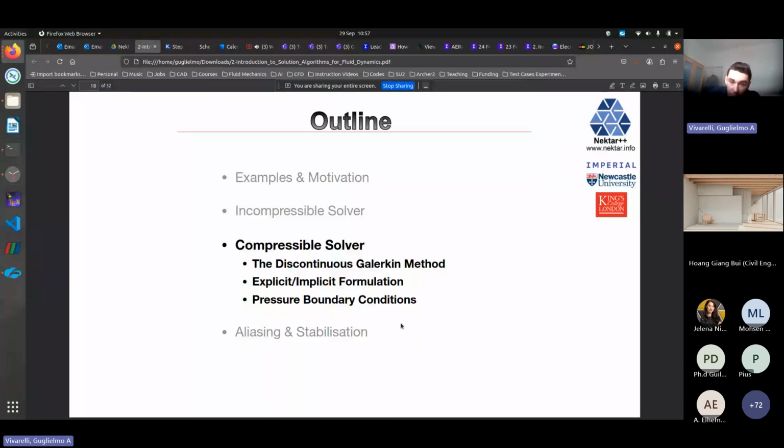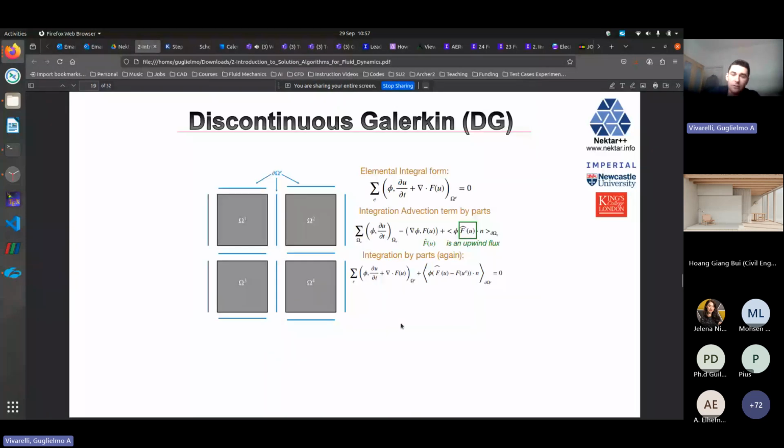For the compressible solver, I'm going to move on to the discontinuous Galerkin formulation. Previously we had the continuous Galerkin formulation, which Mohsin spoke about, where your basis functions are continuous across elements. So at the boundaries, your primitive variables, so your U, V, W, and P for your incompressible solution, are the same between neighboring elements. For the compressible flow solver, you tend to prefer the discontinuous Galerkin formulation because of the presence of, for example, shocks.